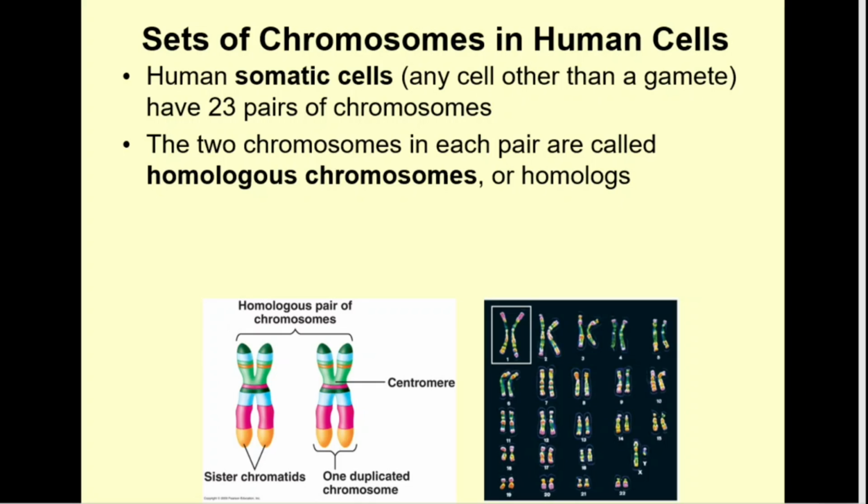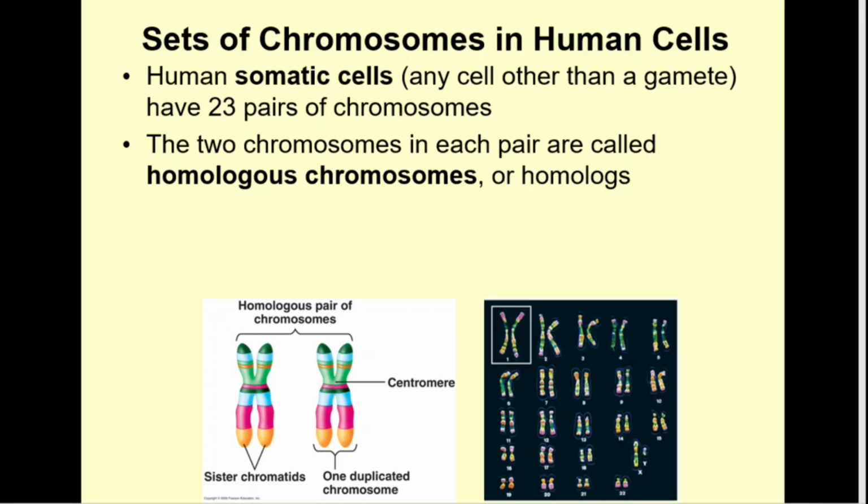For now, we can say that something like hair color would be a character. So the fact that you have hair and it has color would be a character. And then a trait would be the color that your hair is. So brown hair would be a trait. Blonde hair would be a trait. So that's the difference between character and trait.